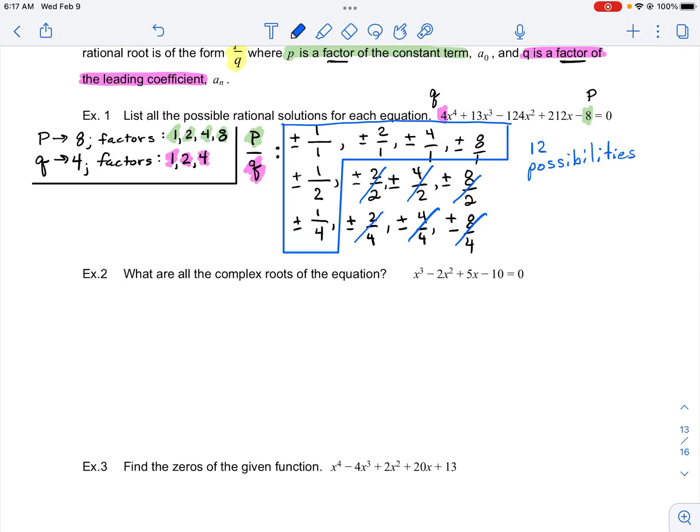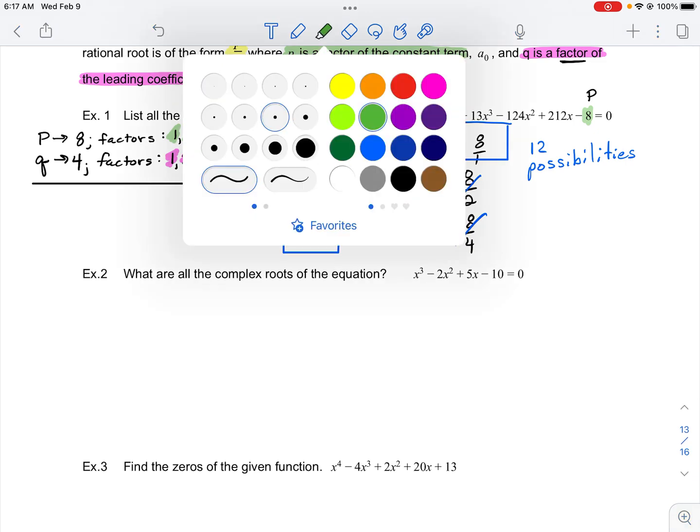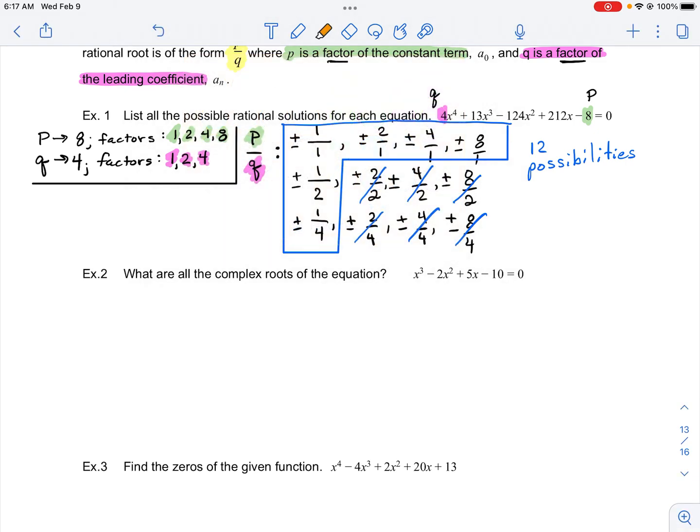We're back here for example number 2, and the difference between example number 1 and number 2 is in example number 1, you were just being asked for the possible rational roots, and here they are asking you what are the roots. So we'll be solving this one all the way, but we'll be using that P over Q to get started.